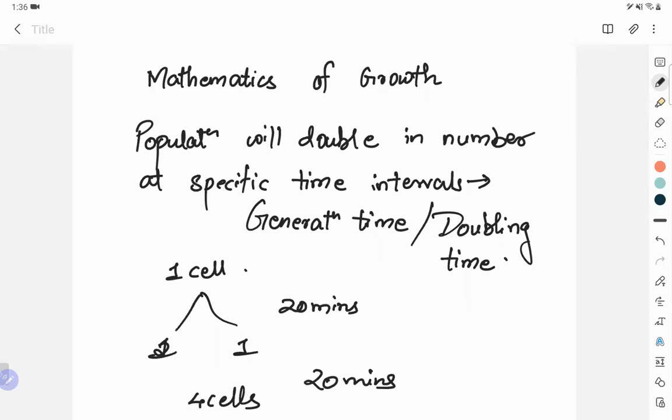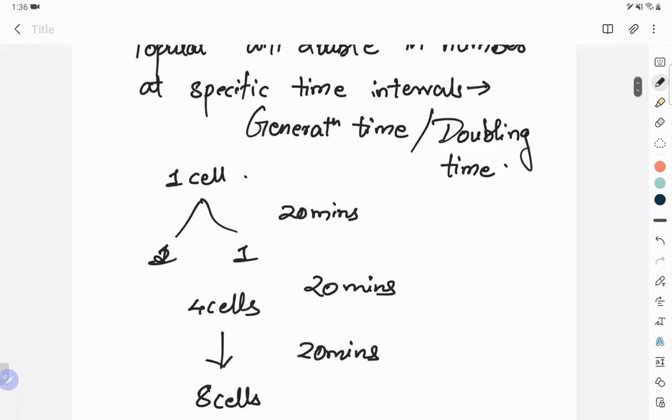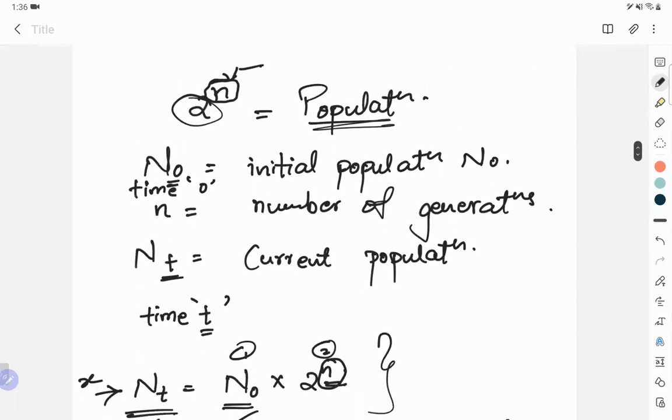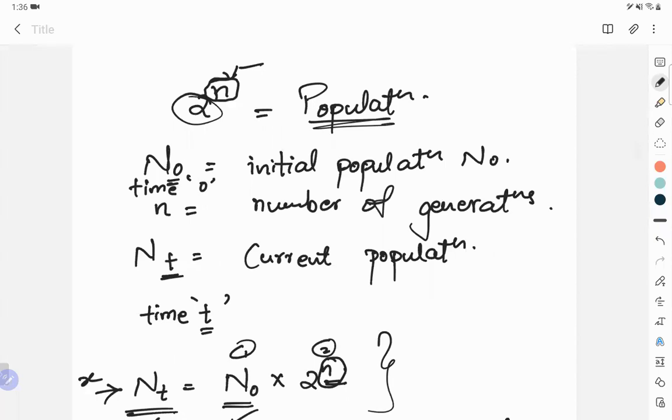So we said that this constant time interval in which the population doubles in number, we refer to as generation time, or doubling time, correct? This basically means that as many times as division has happened, that many times your population has doubled, correct? So if you know that at the start of the study you had a specific number of cells, which you call N0, the initial population at time 0, then you will come to know the size at the end of this study.